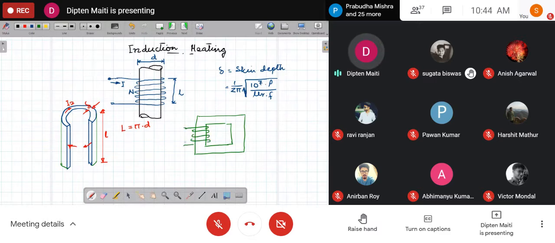So you can consider as if this is the primary, and for the secondary, the core, please try to visualize as if we are taking the cross section area. So here there would be charge.